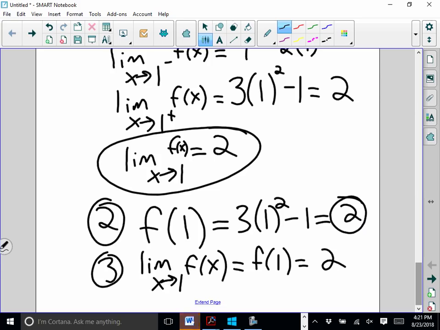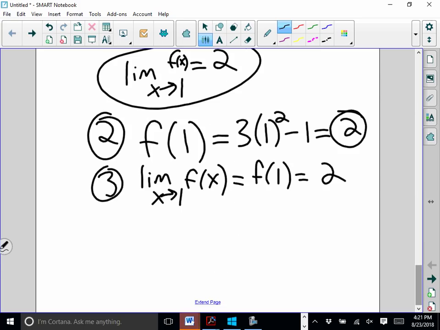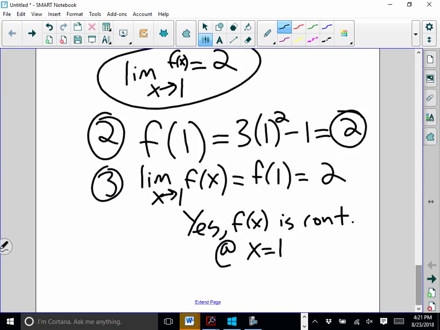Yes, f of x is continuous at x equals 1. Our explanation is in the work that we did. We showed the 3 steps for continuity. We showed the limit existed. We showed that the function was defined. And we showed that the limit equaled the function.